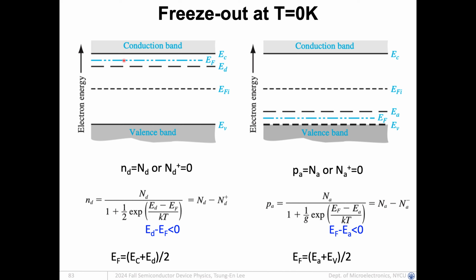But the carrier concentration is reducing, even though the Fermi level is moving upward. So you shouldn't be confused in this situation. You need to understand it separately.